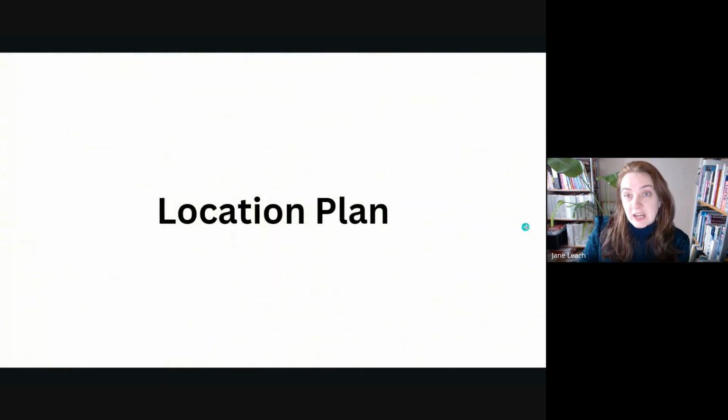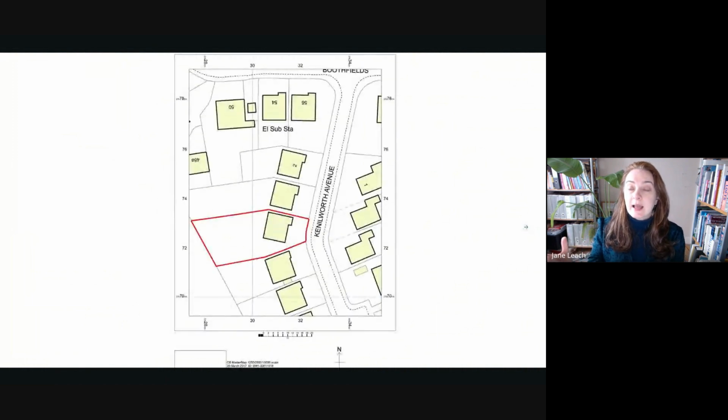Then you need a location plan. So this is an example of a location plan. You can see at the bottom, there's the north point. There's a linear scale here. It's got the grid, and the site is outlined with a red line. Those are the minimum requirements for a site plan.